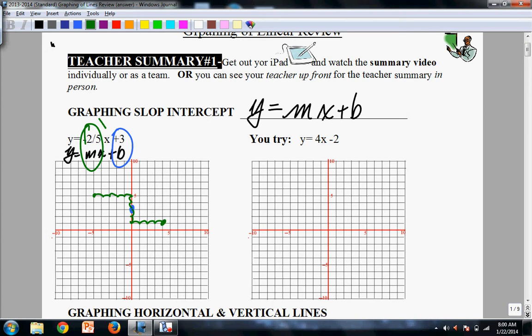Take a shot at the one on the right. Am I? 5? 1, 2, 3, 4. You are right. Good call, Tom. Good call. Take a shot at the one on the right, please.